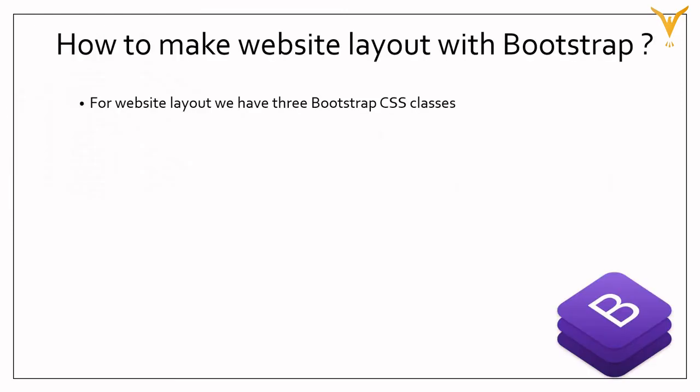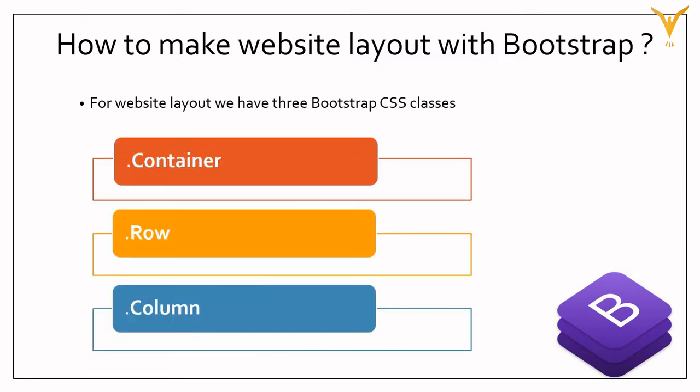So let's start. First of all, to create a website, we need to decide what will be the layout of our website. To create a website layout with Bootstrap, we require three CSS classes, and those are the container class, row class, and column class. So first we will see how to use the container and row class.